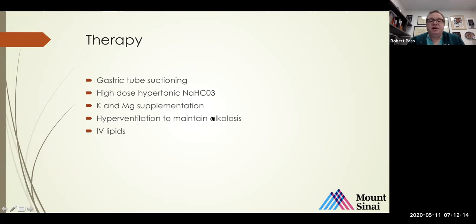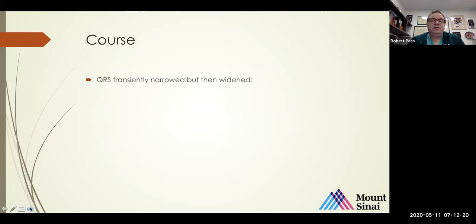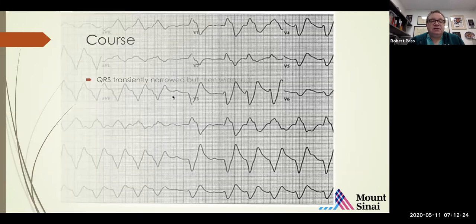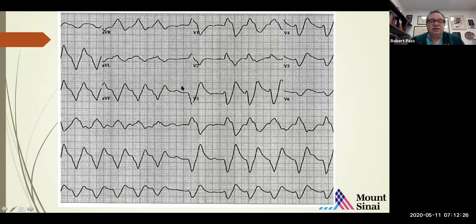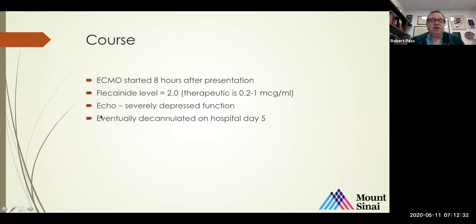They hyperventilated to maintain alkalosis, and they administered intravenous lipids. The QRS transiently narrowed, but then it widened again. This is what the tracing looked like. Now we're really getting into some scary looking electrocardiograms. And because they could not get control adequately, they put the patient on ECMO.